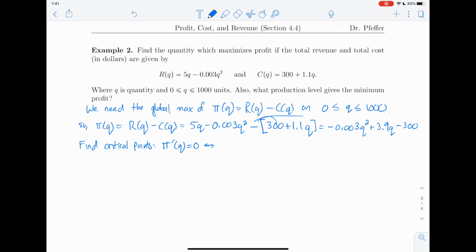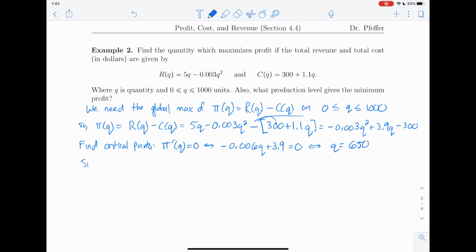If I were to differentiate this function I'd gotten above, I would of course get negative 0.006q plus 3.9, now equal to 0. And if I solve that for q, I'm going to end up getting 650. So this handles the case when a critical point might come from the derivative being 0. Observe that the derivative is never undefined because it's a polynomial.